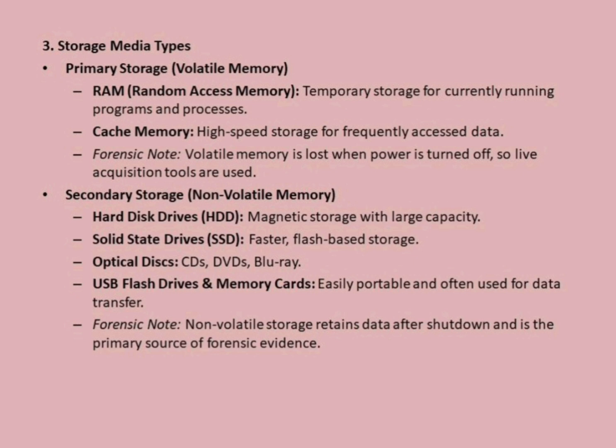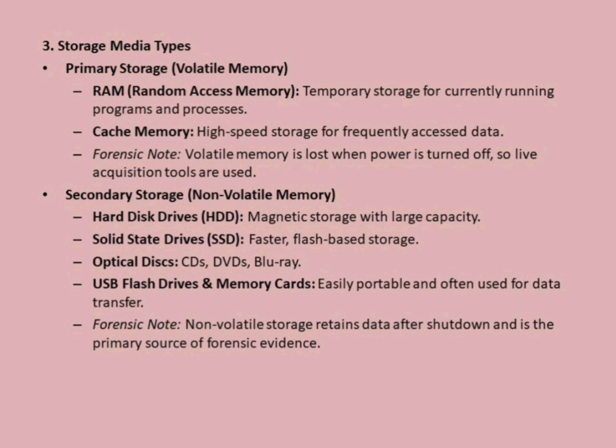Secondary storage, non-volatile memory. Non-volatile storage retains data even when the device is turned off, making it the primary source of forensic evidence. Common types include hard disk drives, HDD, magnetic storage devices with large capacity, often containing operating systems, documents and logs. For instance, in an intellectual property theft case, investigators may find stolen files on an HDD. Solid-state drives, SSD, flash-based storage that is faster and more resilient to physical shock.